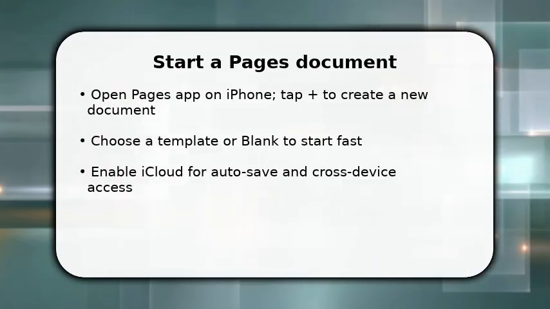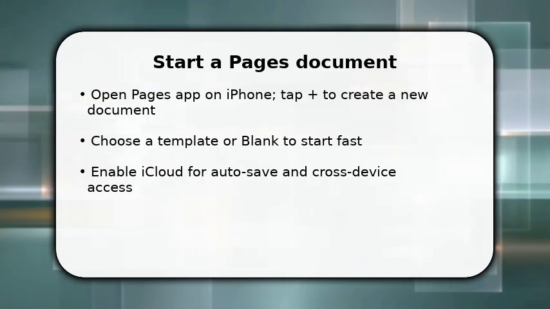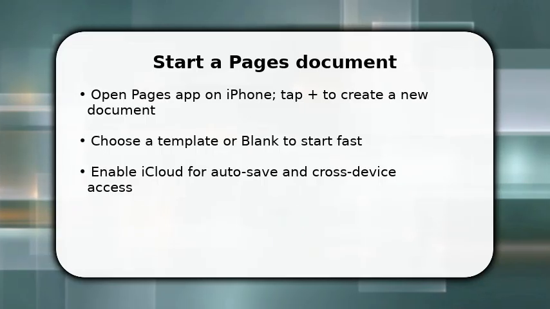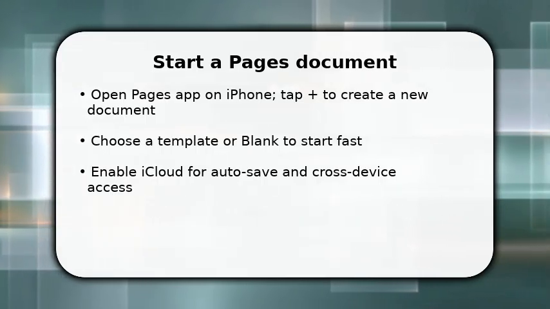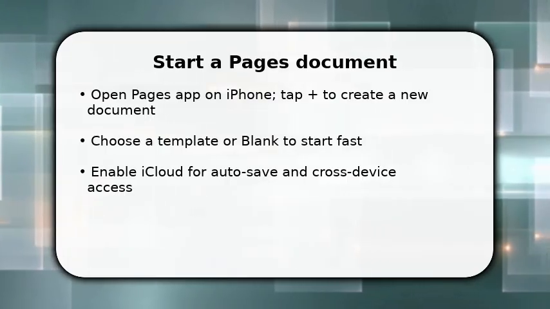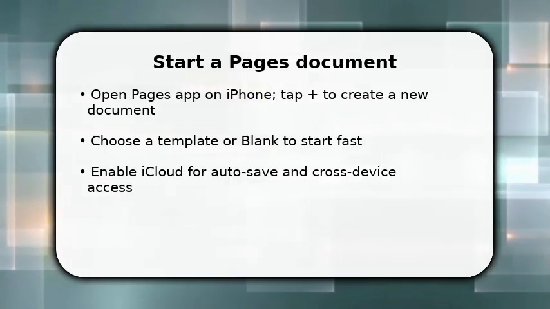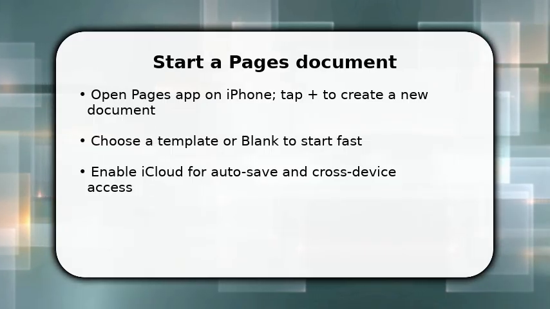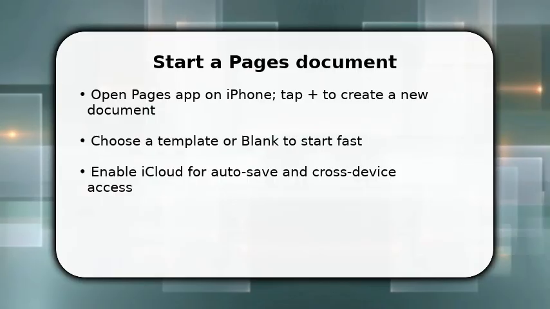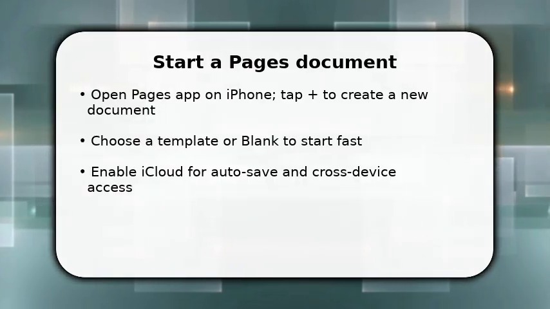You open Pages and tap the plus icon to begin. Choose a template or blank depending on your goal. Make sure iCloud is enabled so edits sync automatically, which prevents lost work. Once the document appears, tap the body to bring up the keyboard and formatting bar. You can rename the file at the top. Doing that now keeps organization clear. From here, add text, images, or tables as the foundation for the next steps.